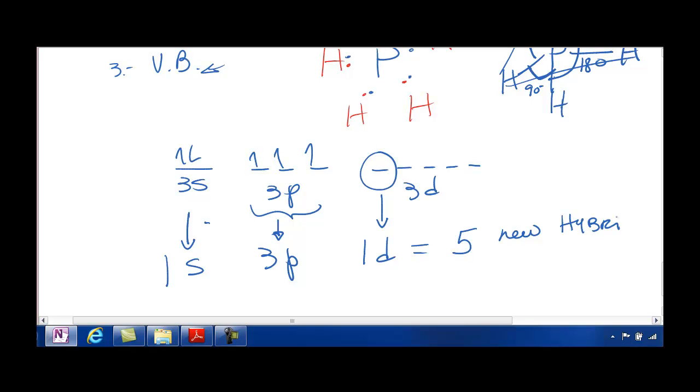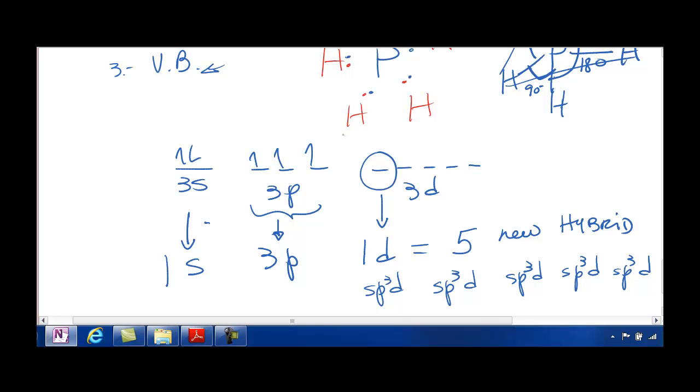Because they're no longer, it's like I put it in the blender. I put the s and the p's and one of the d's in the blender. And I no longer have an s, spherical. I no longer have a p or a d. I have new orbitals, and they're going to be called what? sp3d. And another sp3d. And a third sp3d. And a fourth sp3d. And a fifth sp3d.